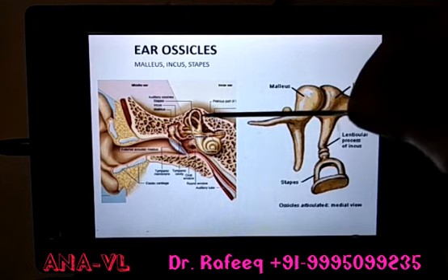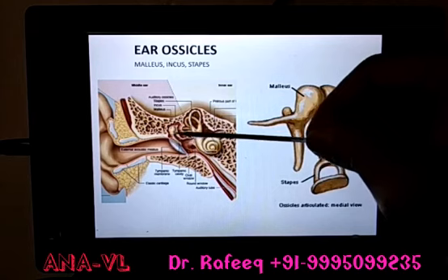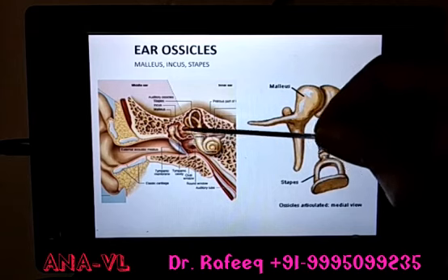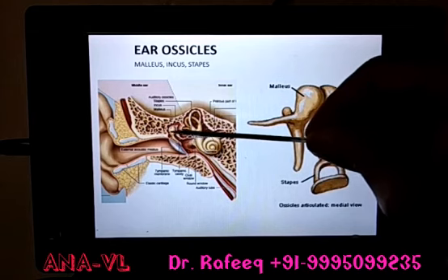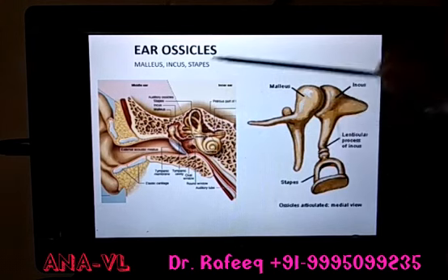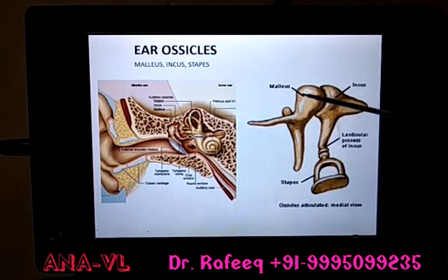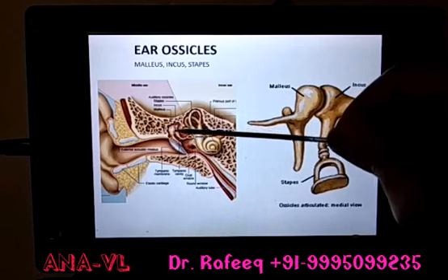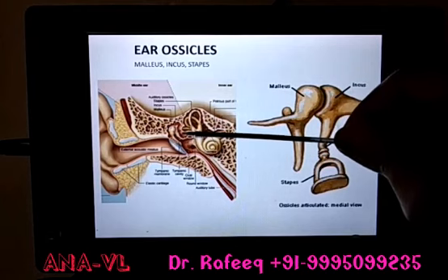So within the middle ear we have a small chain of ear ossicles which consists of three bones. So this is the middle ear cavity. Here we can see three bones: malleus, incus and the stapes. Out of the three bones, the malleus is the largest one, next is incus and the smallest one is the stapes. And there are joints in between these ear ossicles also.